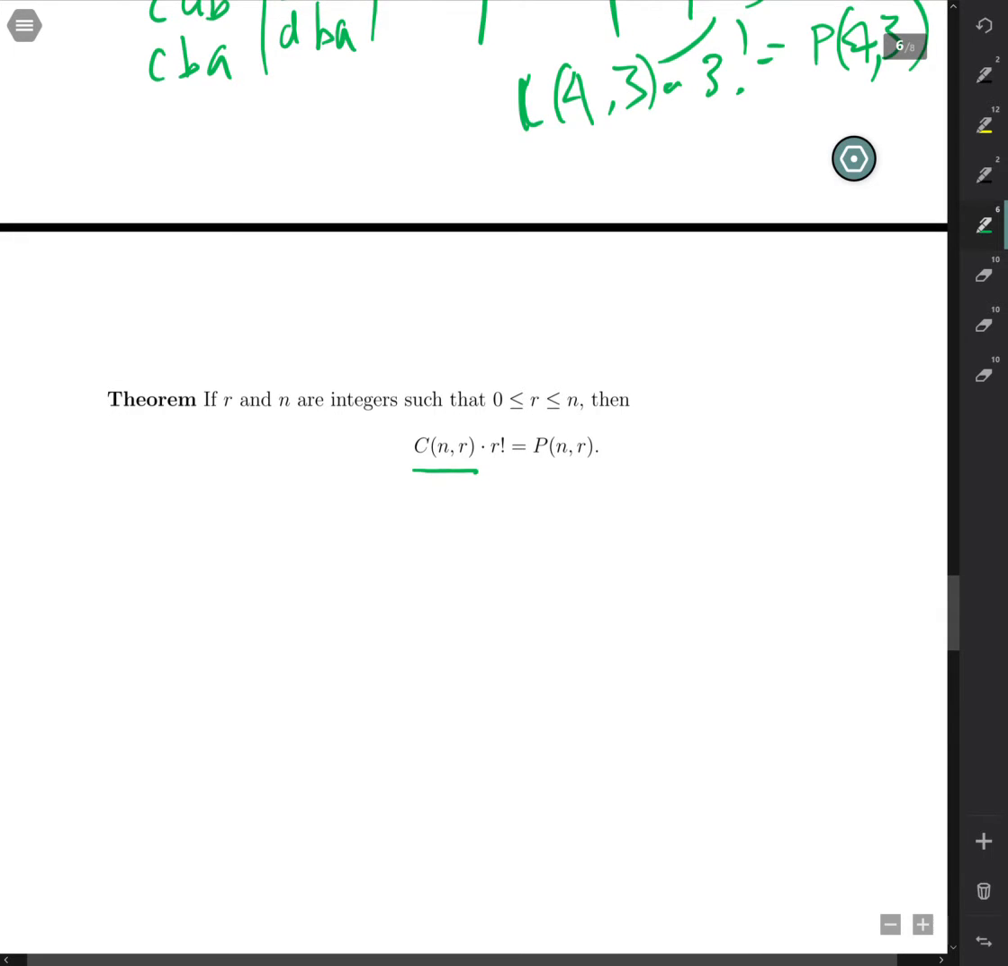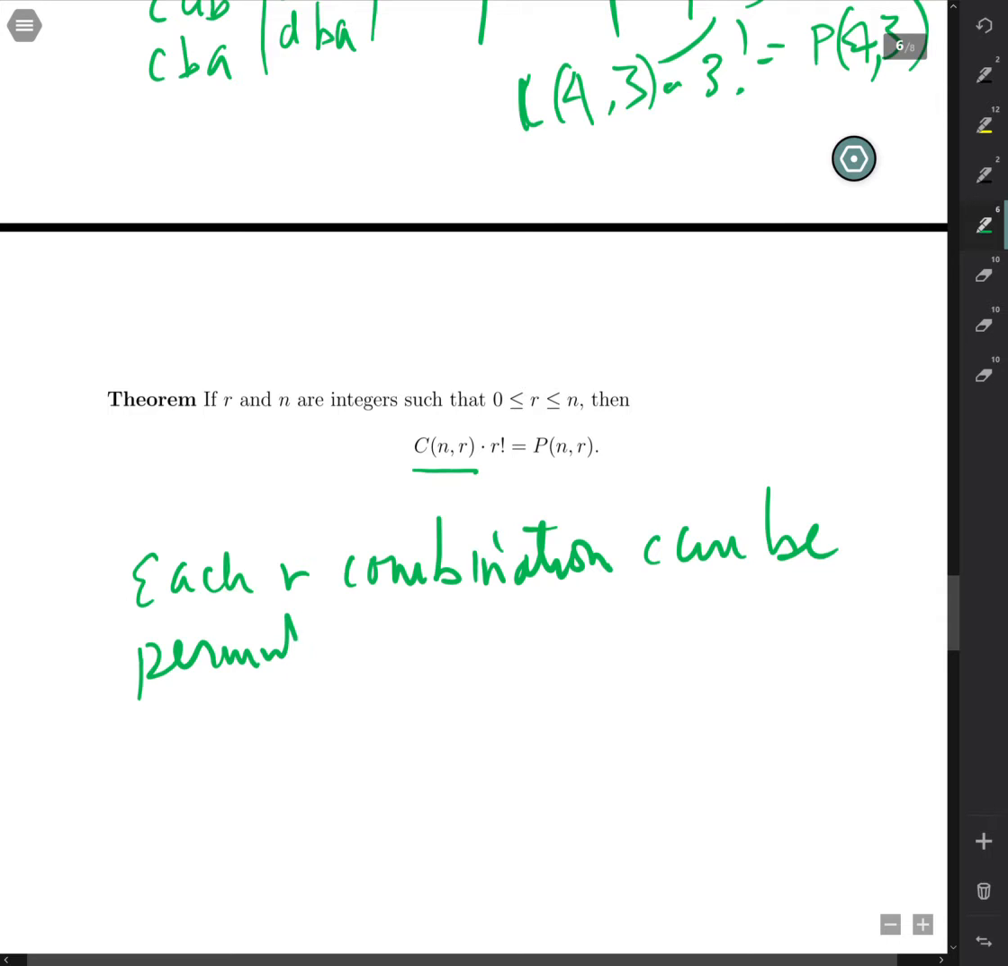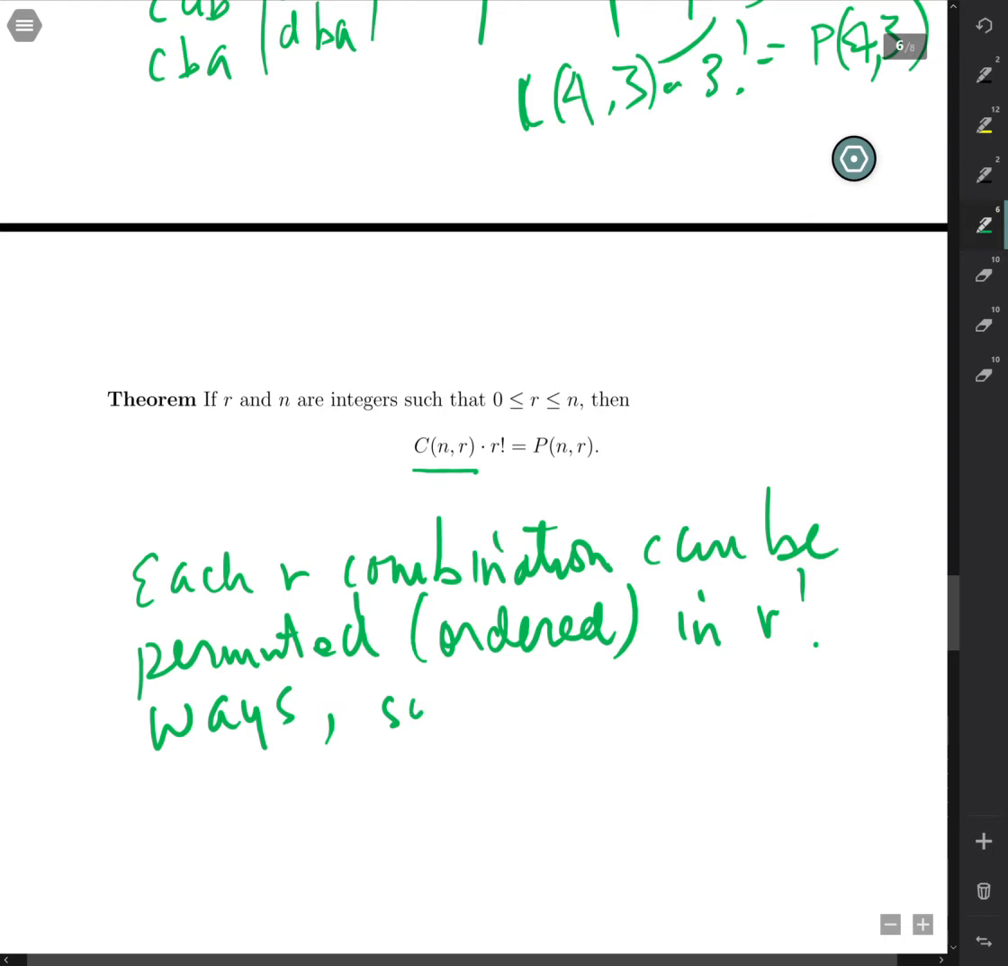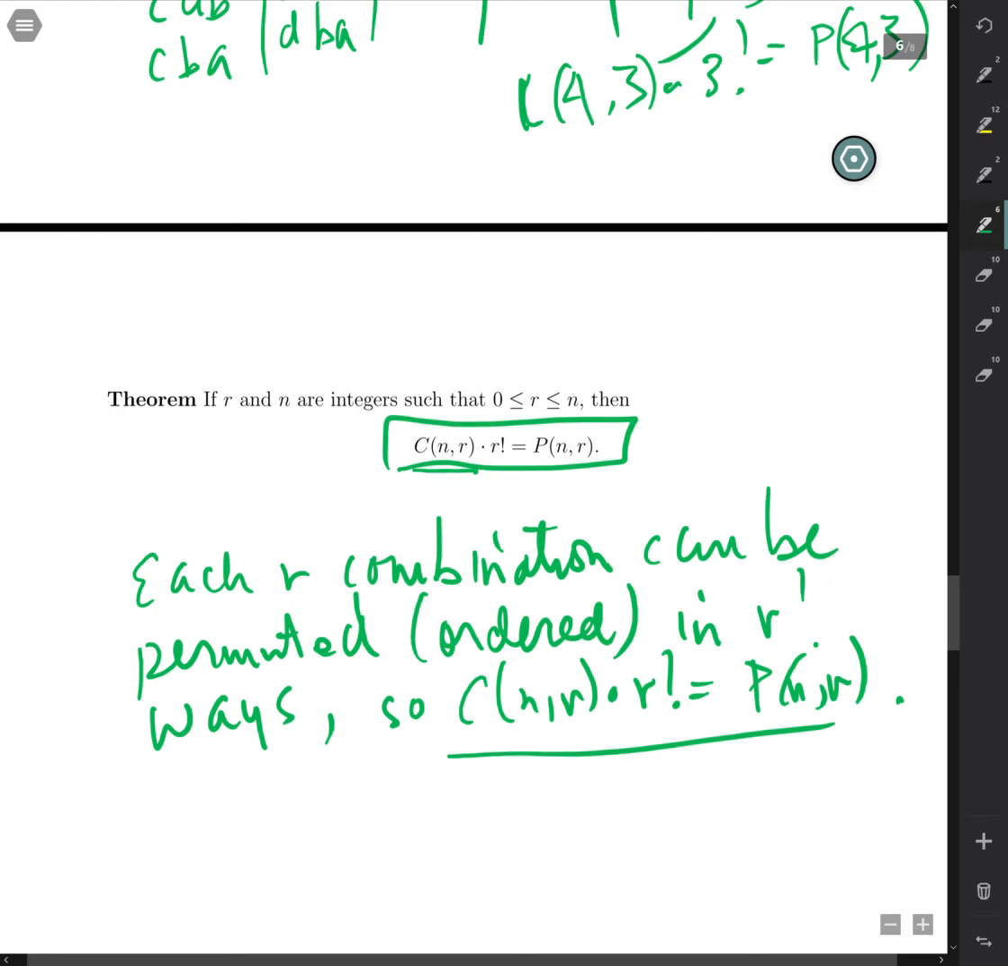Each R combination can be permuted or arranged or ordered in R factorial ways. So C(N, R) times R factorial will just be all the R permutations. That's how we could get all the R permutations. So that's a nice relationship between the two right there.